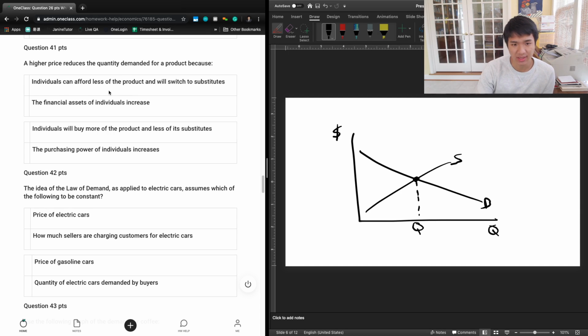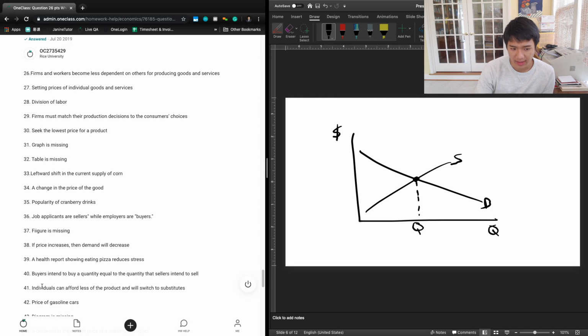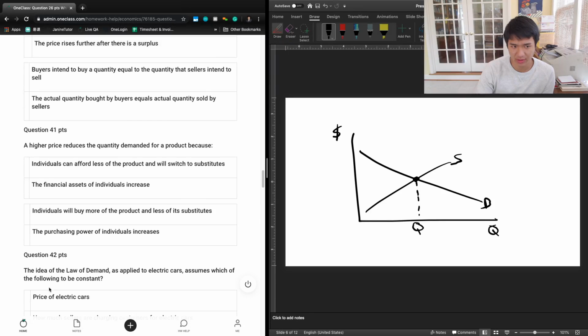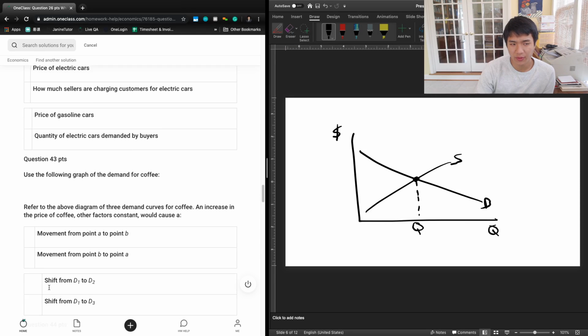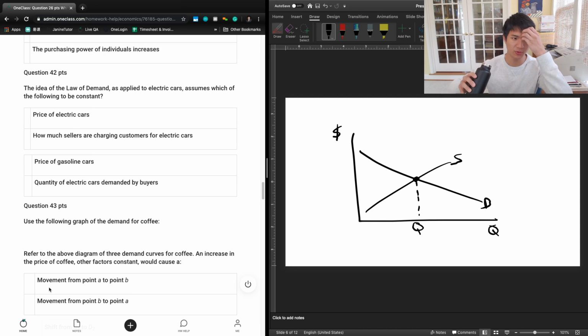And we can take a look at the previous tutor's answer. They also said individuals can afford less of the product and will switch to substitutes. Great. So let's move on to question 42. The idea of the law of demand as applied to electric cars assumes which of the following to be constant.